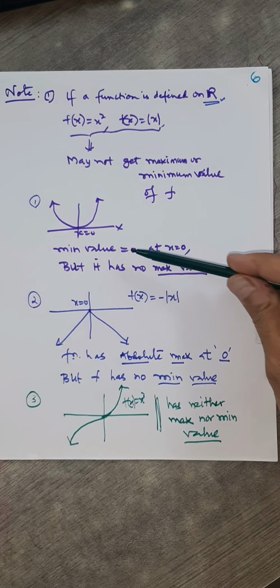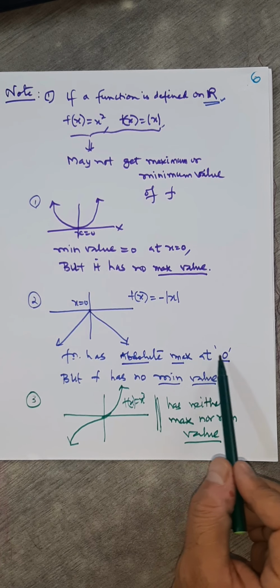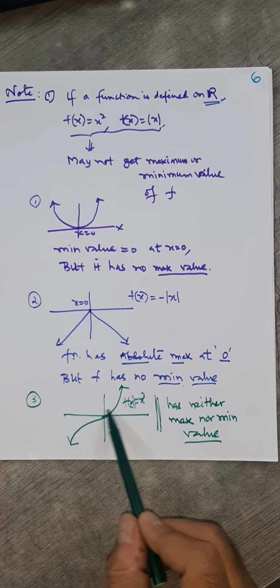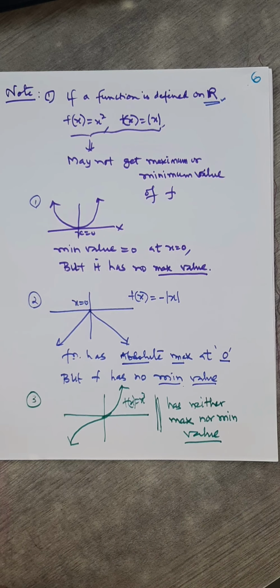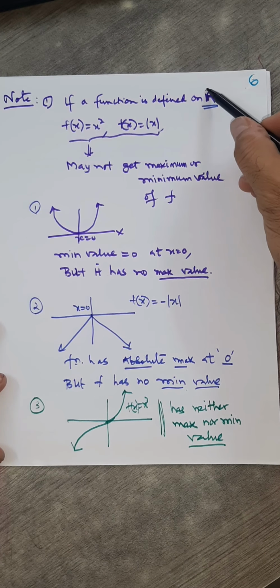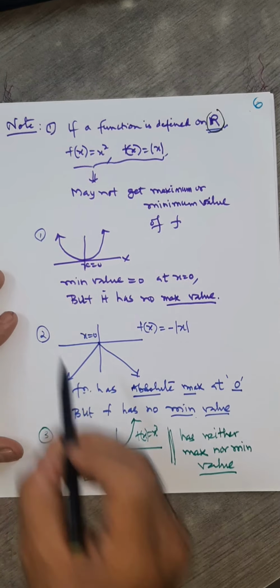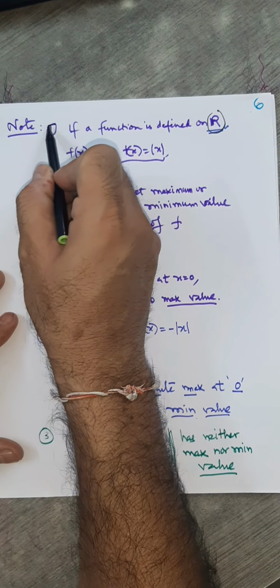It's quite possible it has a minimum but no maximum. It has a maximum value but no minimum value. Here it has neither maximum nor minimum, right? It depends upon the function, if the function is defined on an infinite domain, especially like this, on the real numbers. Okay, so that is the one thing I wanted to emphasize.